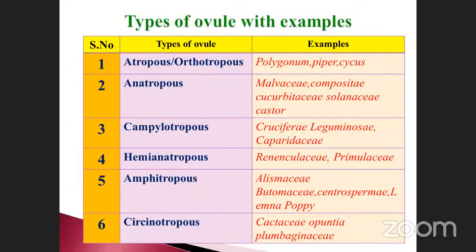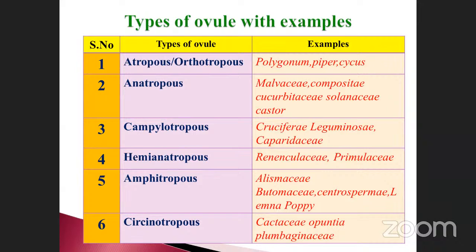PPC. And anatropous: Malvaceae, Compositae, Cucurbitaceae, Solanaceae, and castor. Triple C, MS. Campylotropous: Cruciferae, Leguminosae, and also Capparidaceae. These are the 3. Hemianatropous: Ranunculaceae. Ranunculaceae is nothing but the citrus family. Primulaceae is also another one.